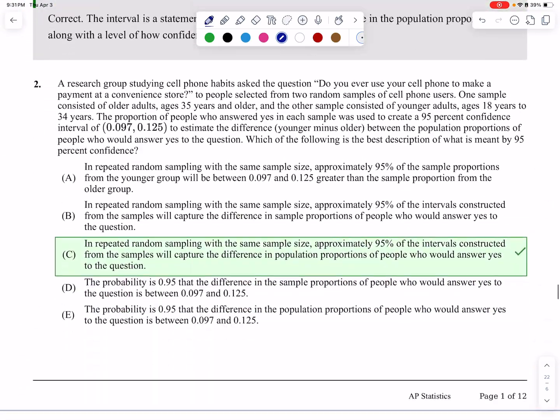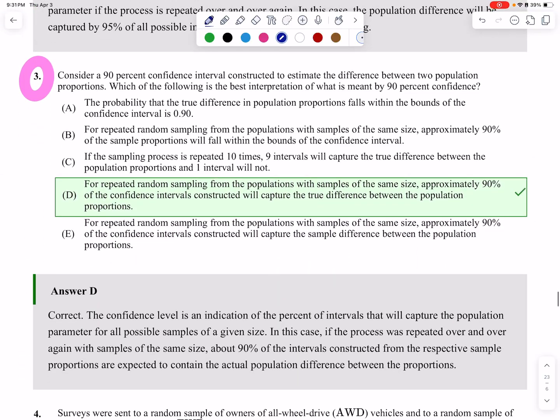Okay, and the last part, D. Okay, number 3. A 90% confidence interval is constructed to estimate the difference of proportions between two population proportions. Which of the following is the best interpretation of what is meant by 90% confident? Whenever it says probability, you say, ooh, it's not probability. So you see that probability.